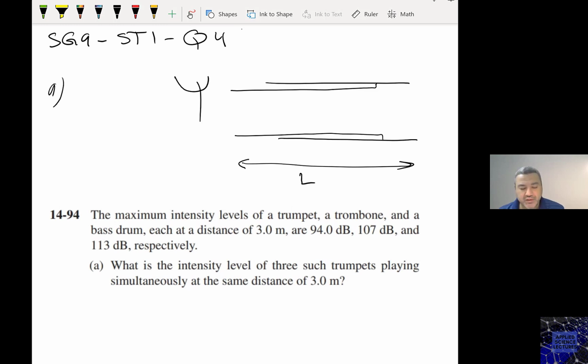A, what is the wavelength in air of this sound? B, what is the frequency of the tuning fork? C, would closing the right hand end of the tube change the measurement of 10 centimeters? So let's start first with the A.